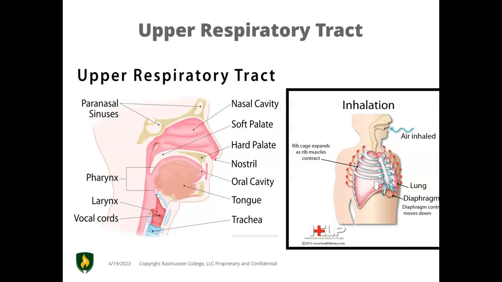After the nasal cavity, air passes to the throat, which is also called the pharynx. This passage is for both food and air. It will then pass through the larynx, or the voice box, and it joins with the trachea, which is also known as your windpipe. This allows the air passage to stay open.